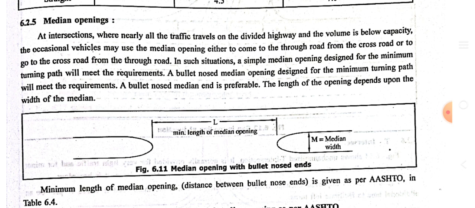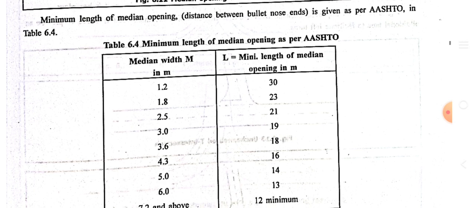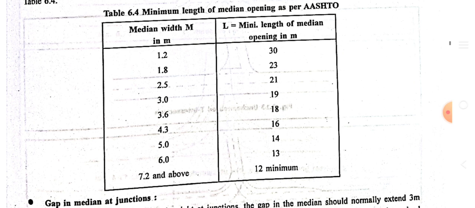So a bullet nose median opening design, see this figure. Here the bullet nose median opening is designed for a minimum turning path to meet the requirement. A bullet nose median end is preferable. The length of the opening depends upon the width of the median. The minimum length of the median opening, the distance between the bullet nose ends, is given as per the AASHTO table. Here the minimum width m is given in meters, and the minimum length of a median opening is provided in meters.